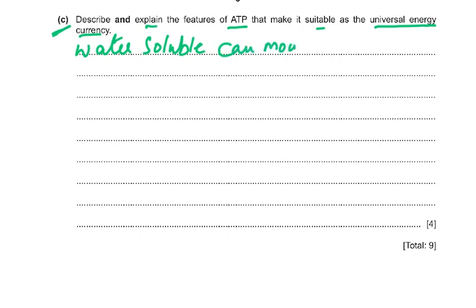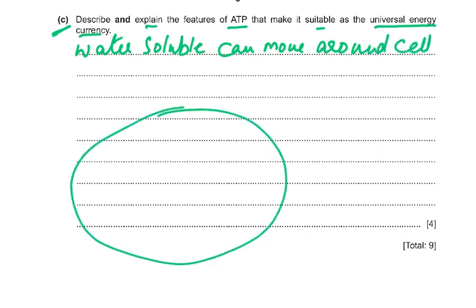What does this mean? Any cell, whether it's an animal cell, is 70% water. So ATP, being a soluble molecule, can go around the cell wherever it's needed. So water soluble can move around the cell because cytoplasm is 70% water. If it is not water soluble, how would it move around? It's just like if a car doesn't have wheels, how is it going to move?